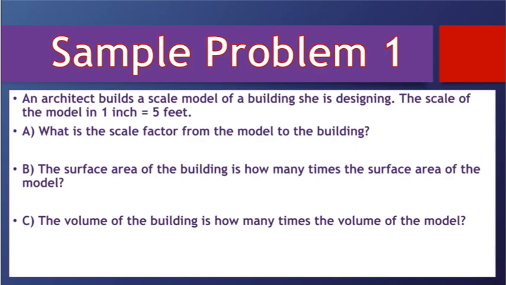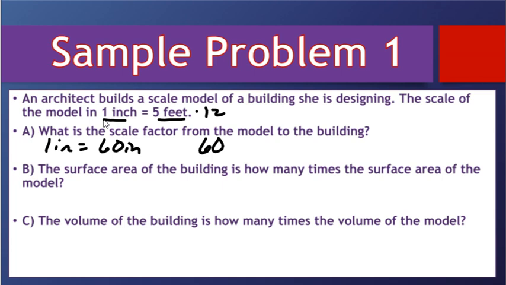An architect builds a scale model of a building she is designing. The scale of the model is 1 inch equaling 5 feet. What is the scale factor from the model to the building? The first thing we need to do is make sure we have the same units. Right now we have inches and feet, so we need to put everything into inches. I know that 1 foot has 12 inches, so if I multiply 5 times 12, 1 inch is the same as 60 inches. So we would say that the scale factor is 60.